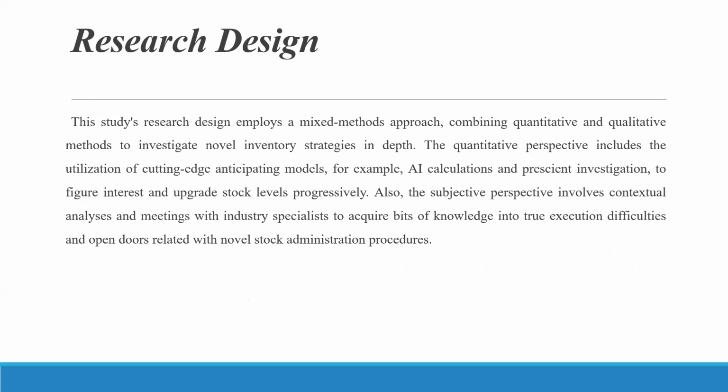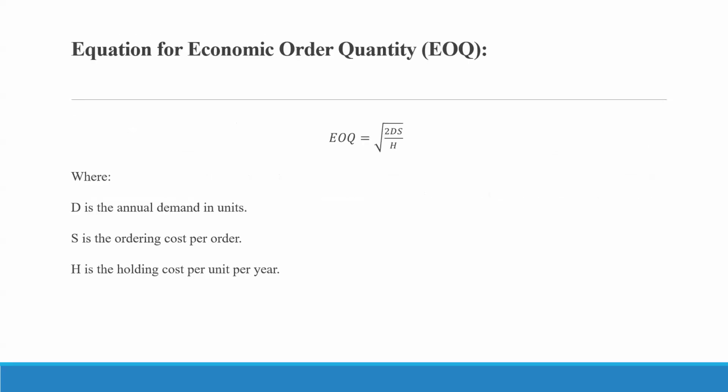Now moving to the research design. This study's research design employs a mixed method approach, combining qualitative and quantitative methods to investigate the novel inventory strategy in depth. The quantitative perspective includes the utilization of cutting edge models, for example, AI algorithms and persistent investigation to forecast demand and upgrade stock levels proactively. Also, the qualitative perspective involves analysis and meetings with industry specialists to acquire bits of knowledge and procedure. Now we're moving ahead to the equation for the EOQ model. EOQ equals the square root of 2DS by H, where D is the annual demand in units, S is the ordering cost per order, and H is the holding cost per unit per year.